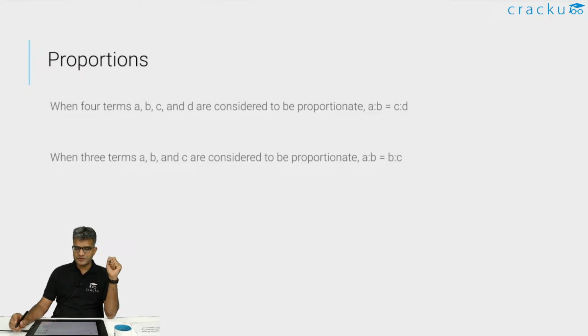Now there is something called proportion. If you are given 3 terms A, B, C, they are considered to be proportionate if A is to B is equal to B is to C.